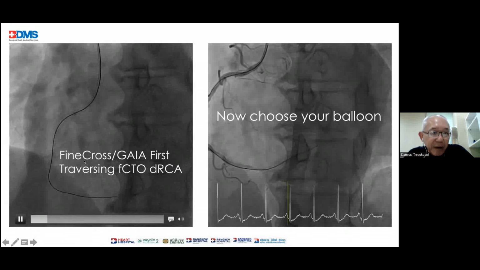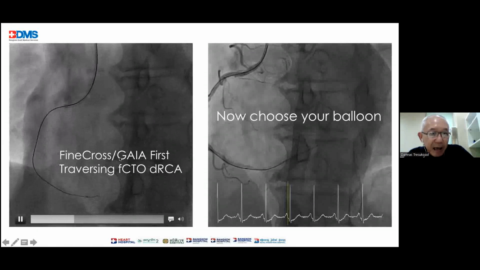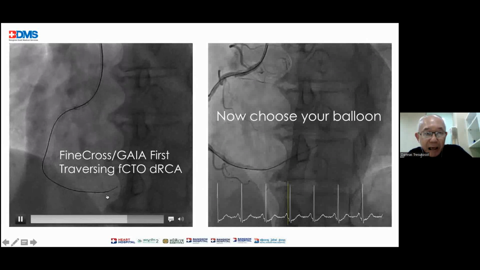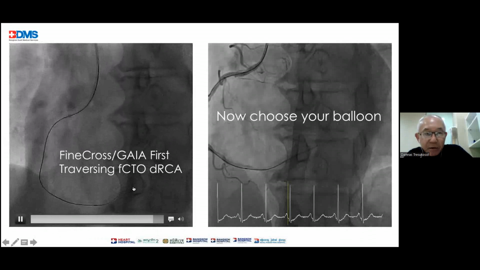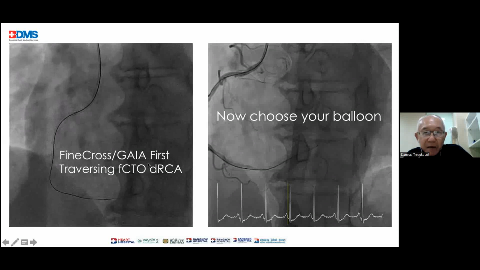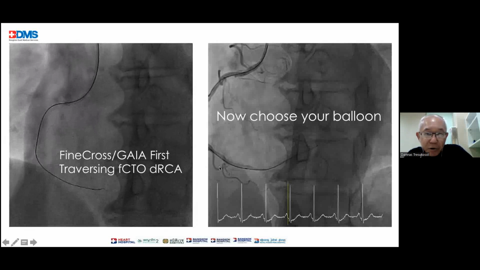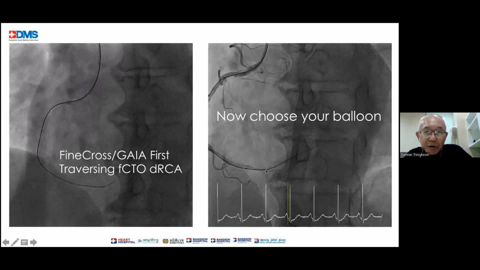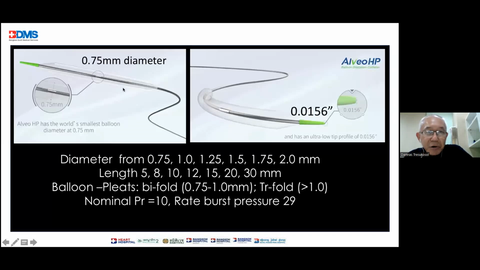So we used the 5 cross and exchanged the Fielder with Gaia First. We tried traversing the functional CTO to the distal RCA. We succeeded in crossing into the RPL. After crossing this CTO, I thought I should use the best CTO balloon that I have on my shelf. The balloon that I chose was Alveo HP 0.75. You may know that the crossing profile is 0.0156 inch, the smallest in the world.